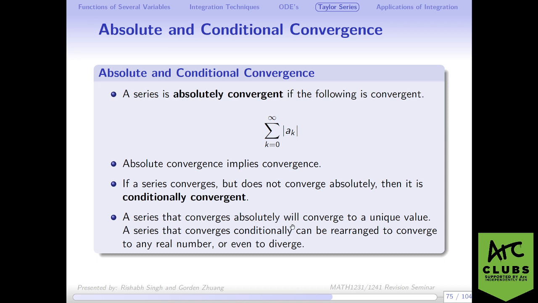And this is an interesting property in that conditionally convergent series can converge towards any number. It doesn't converge towards a fixed number. But an absolutely convergent series will have a unique value to which it converges.